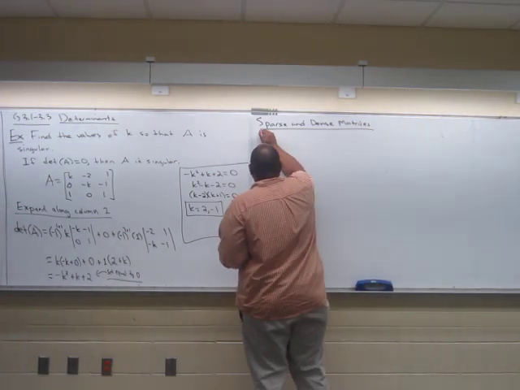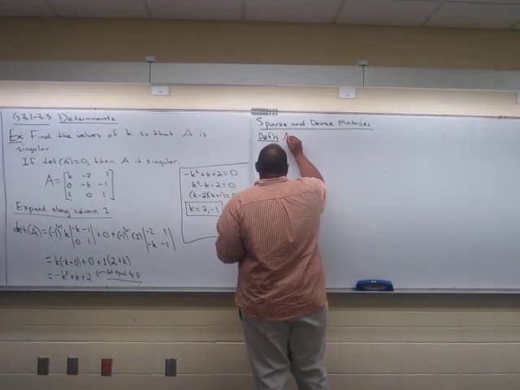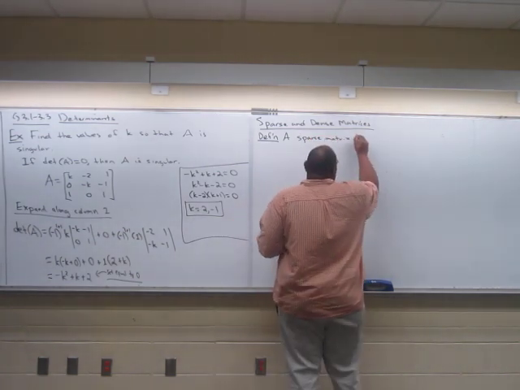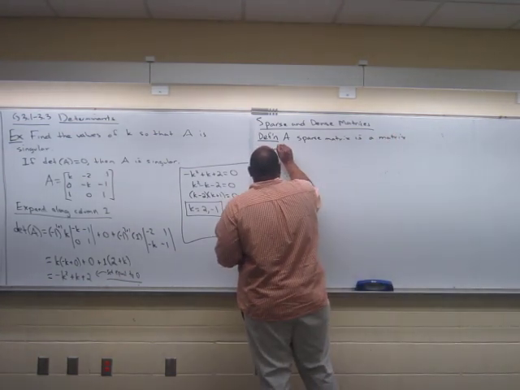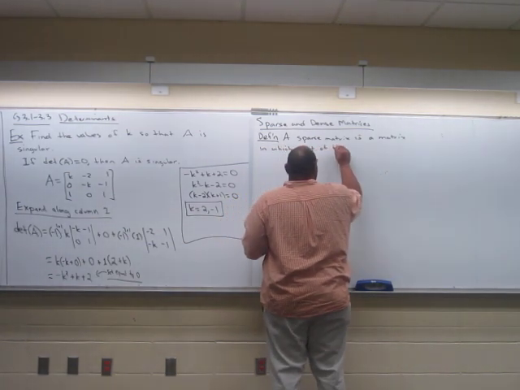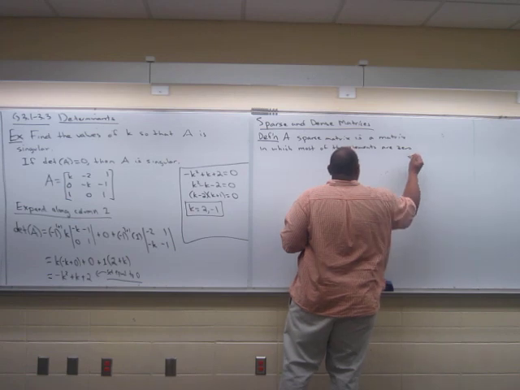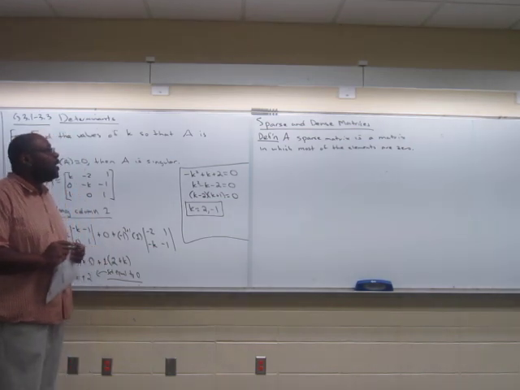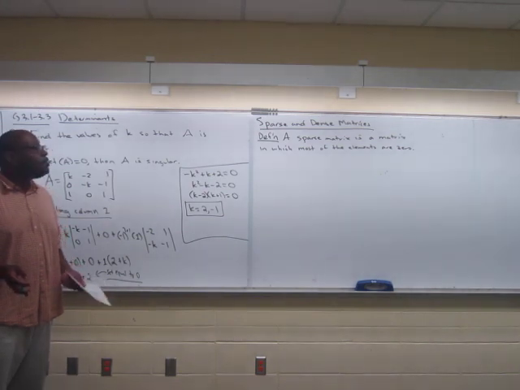Okay, let's go over the definition here. Definition. A sparse matrix is a matrix in which most of the elements are 0. Right? What do we mean by most? Definitely more than 50%, usually 60, 70% of your entries are 0, right? That's what most people classify as a sparse matrix.